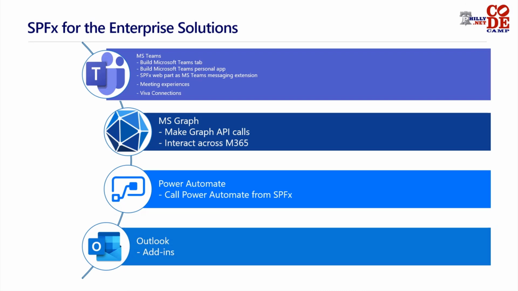The third point here is that we can even call Power Automate from SharePoint Framework. So let's say, for example, if we are limited to a certain functionality which cannot be done from SharePoint Framework, in that case, we can still go beyond. We can call Power Automate from SharePoint Framework. At the same time, we can even call Azure Functions from SharePoint Framework. So we have a lot of extensibility points now. And lastly, we can create add-ins for Outlook using SharePoint Framework.